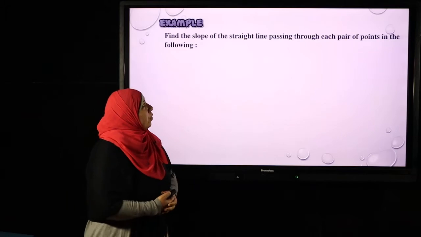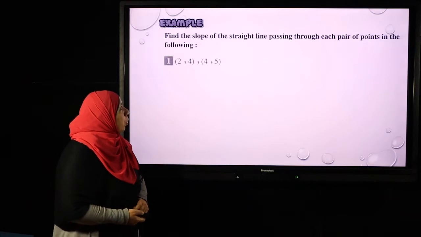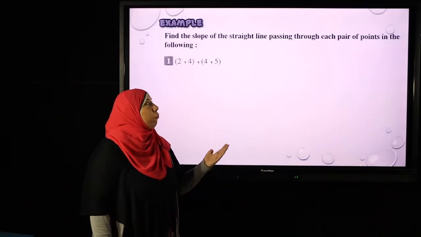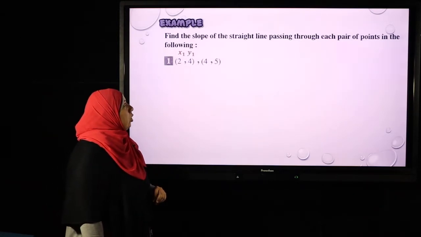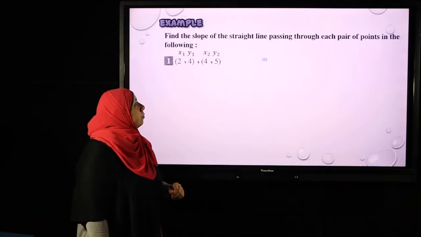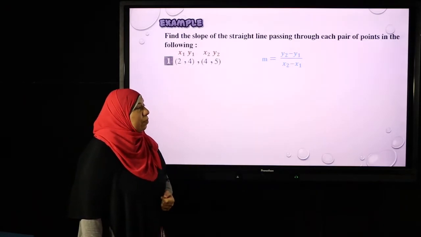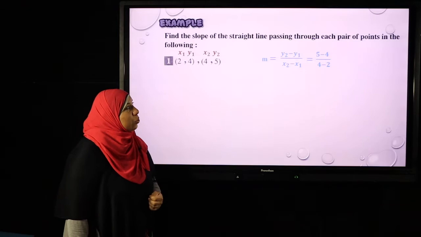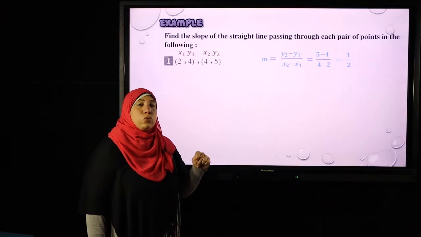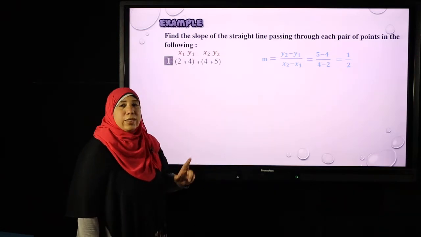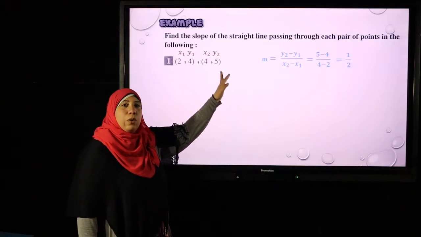For example, find the slope of the straight line passing through each pair of points in the following. Number 1, I have 2 points, (2, 4) and (4, 5), and I want to calculate the slope. If I say that this is x1, y1, and the other point is x2, y2, to calculate the slope, which is denoted by m, we make y2 minus y1 over x2 minus x1, which is 5 minus 4 over 4 minus 2, equal half. We have to start with y, and we have to start with the same point up and down. If I started with this point, I make 4 minus 5, and down is 4 minus 2.